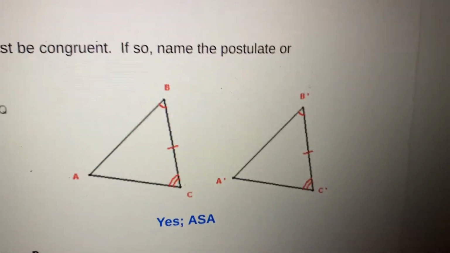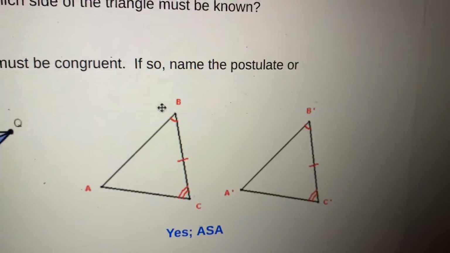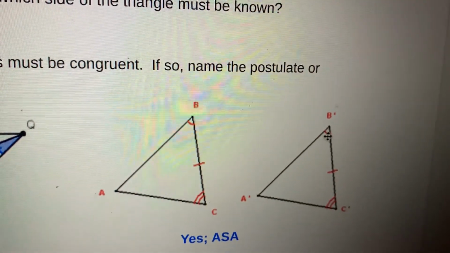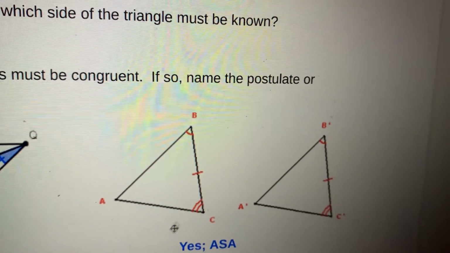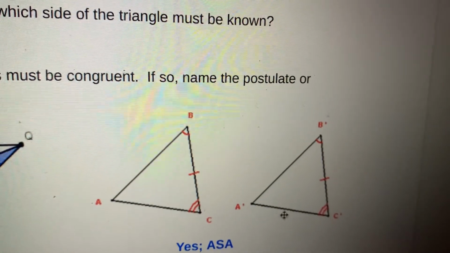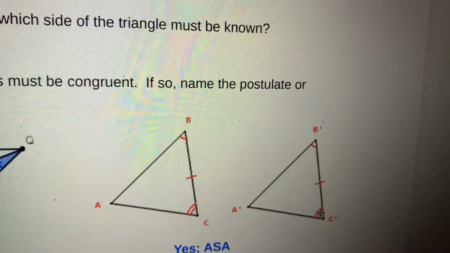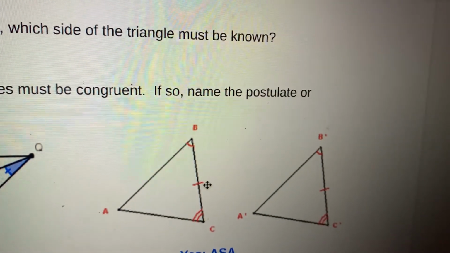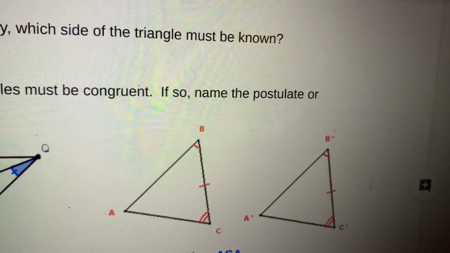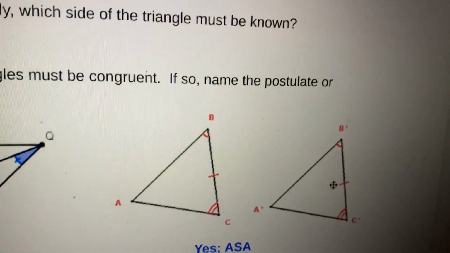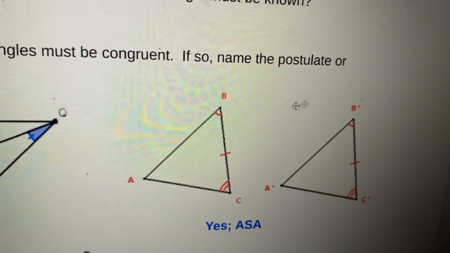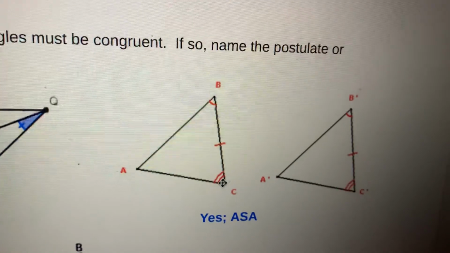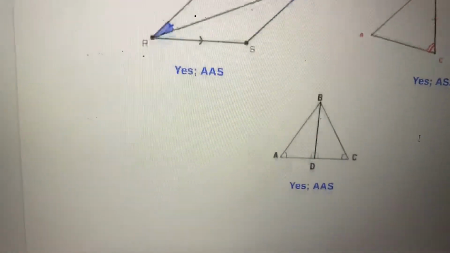This one here, we have two angles, right? We've got a little one curve here, so we know one angle is congruent. We have two curves here, so we've got two angles that are congruent. So we know we're gonna have angle, angle, and then we have the side that's in between those two, the included side. So we're gonna go angle, side, angle. So you can just think of how it goes in order. We've got an angle, we've got a side, we've got an angle. So that one is yes, angle, side, angle.